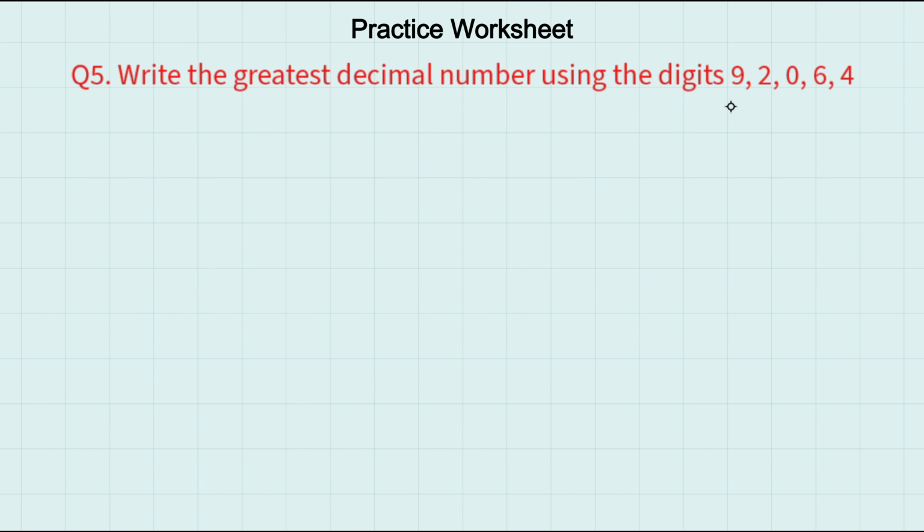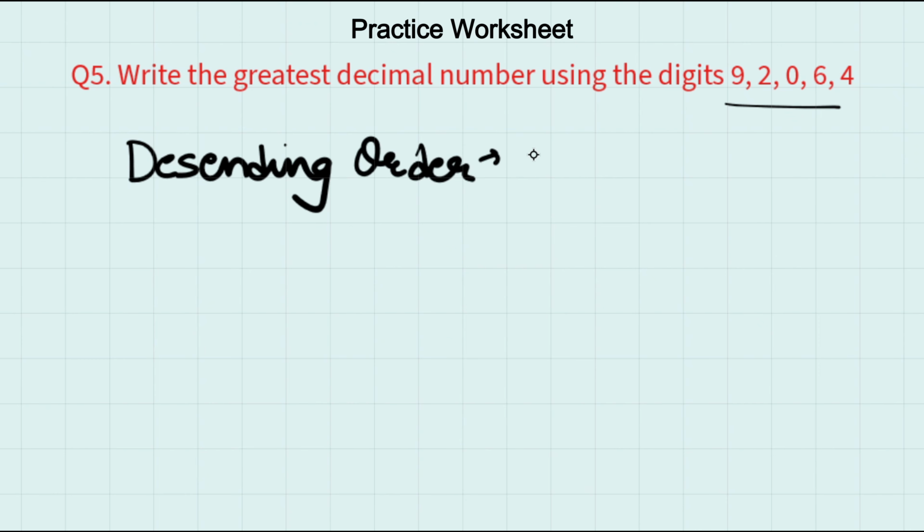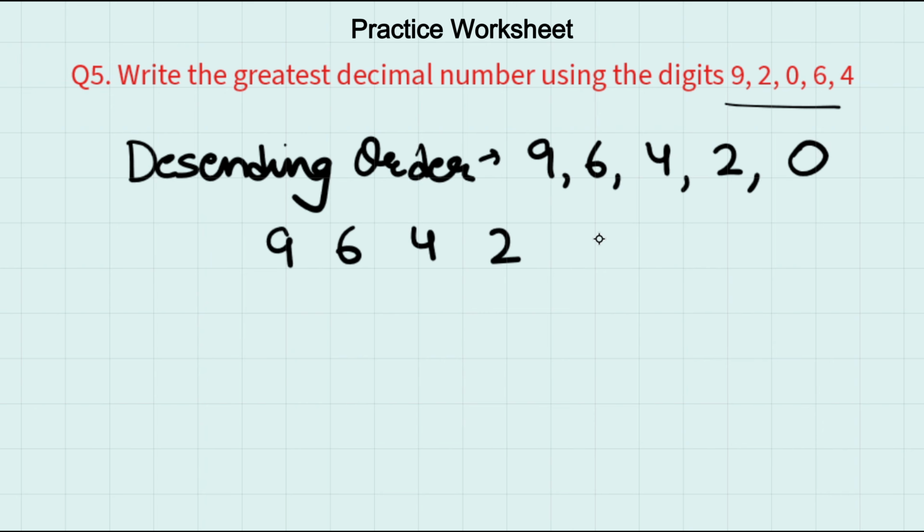First of all, let's write these digits in descending order. Now if we write the digits like this, 9, 6, 4, 2, 0, and we want the greatest decimal number, we would place the decimal just before the last digit. So it would be 9642.0. But this answer is wrong.